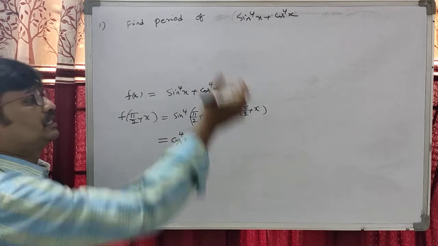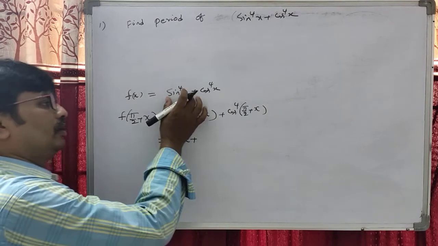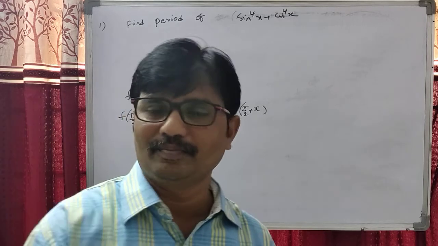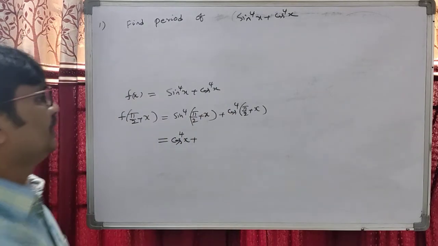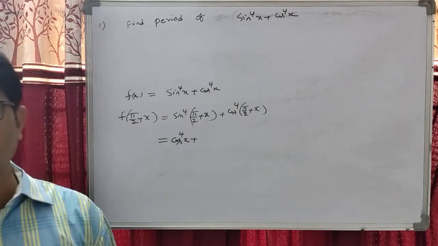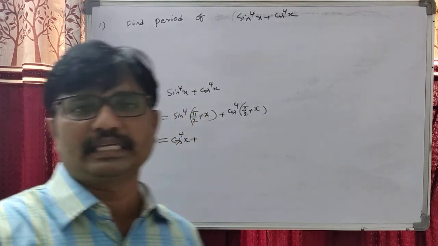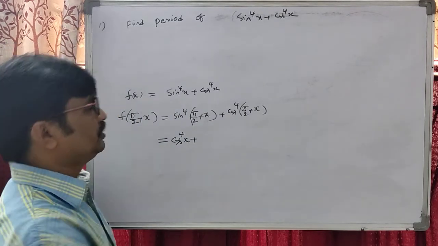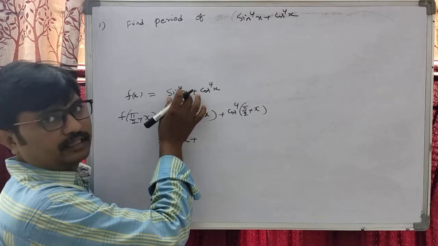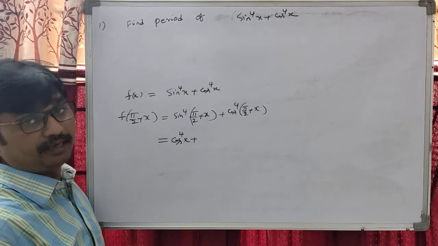Suppose the powers were different, say sin power 4x cos power 6x, then undoubtedly pi is the answer, because the period of sin power 4x is pi, cos power 6x is pi, and the LCM of pi and pi is pi.